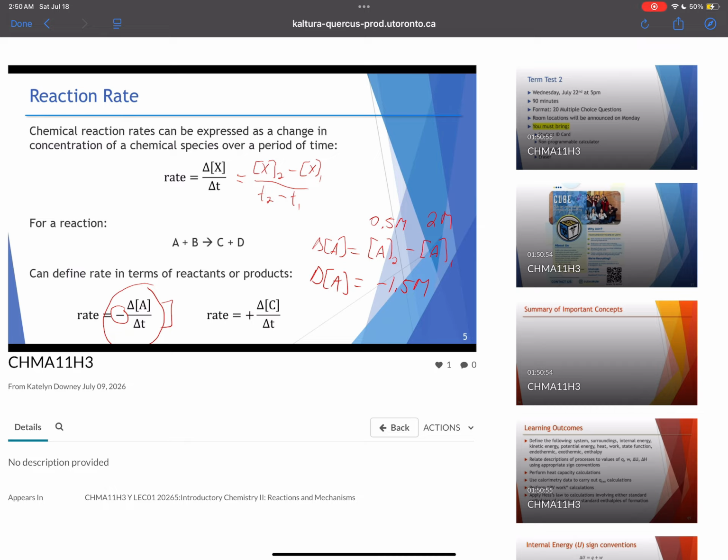Anytime you have a reactant, because it's getting used up, the change in its concentration will be negative, and that's why we add this other negative here just to cancel this one out. Okay, so don't get too bogged down by the negatives when you're doing these questions. It's really just by convention to make everything positive. So if by chance you end up with a negative value, just make it into a positive. Okay?